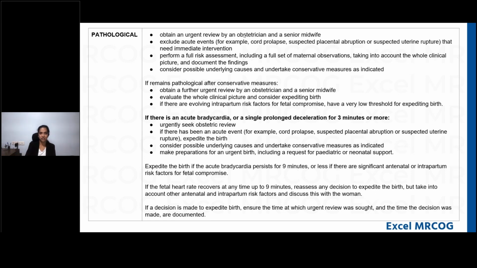So you obtain an urgent review by an obstetrician and a senior midwife. There it was obstetrician or a senior midwife. Here you obtain an urgent review by an obstetrician and a senior midwife. You exclude acute events like cord prolapse, suspected placental abruption, or uterine rupture that may need urgent intervention.